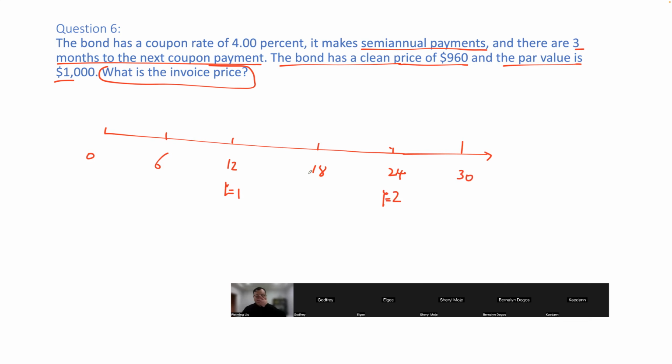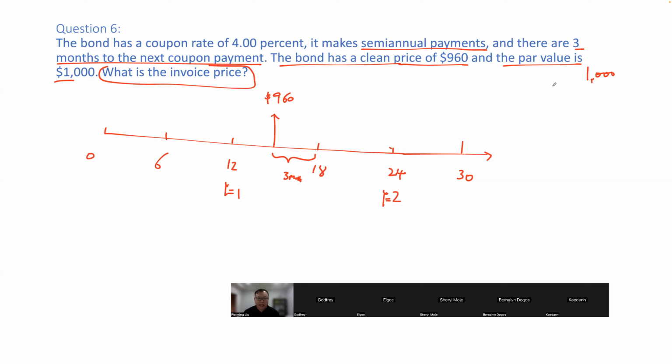So we are saying that the price, let's say here, right? Let's say this is a time point. The price is $960. And there are 3 months to receive the next payment, right? Okay, so the par value is 1,000. So how much they should pay?